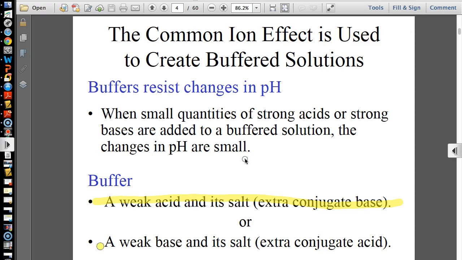Or it can also be a weak base and its salt. So it's a weak acid or a weak base. And that's good. And then, like I said, you can add small quantities of strong acids or bases, and the changes in pH won't be that big. That's the definition of a buffer. Okay.